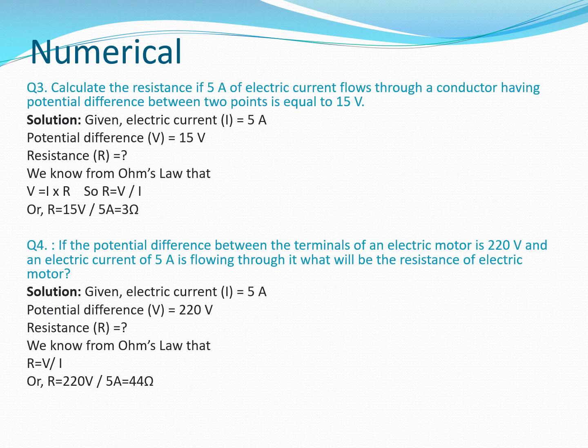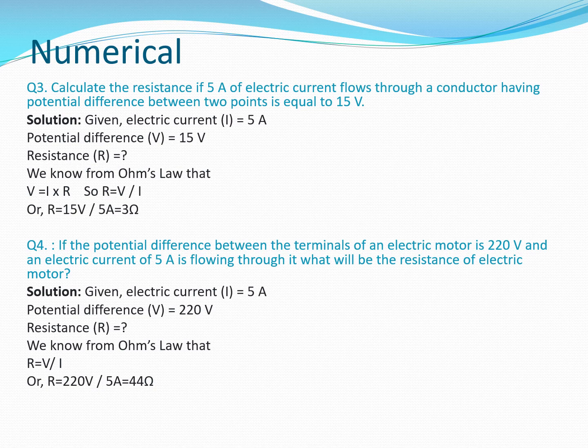It's time to practice a few more sums. Calculate the resistance if 5 ampere of electric current flows through a conductor having potential difference between 2 points equal to 15 volt. Let's start. Solution. Given data, electric current I is equal to 5 ampere, potential difference V is equal to 15 volt. So resistance, from Ohm's law, V is equal to IR. So R will be V by I. I will come down. Now substitute the values, 15 volt by 5 ampere. That will give you 3 ohms.